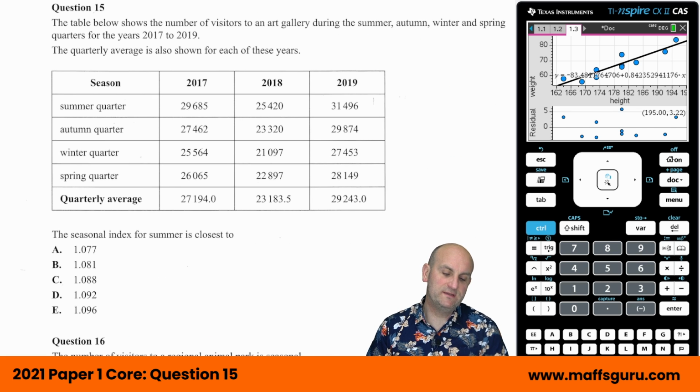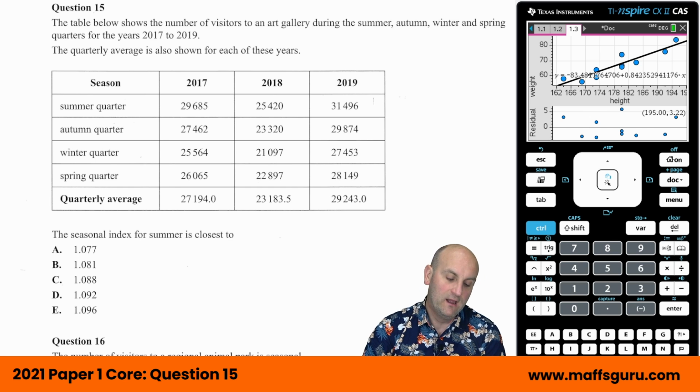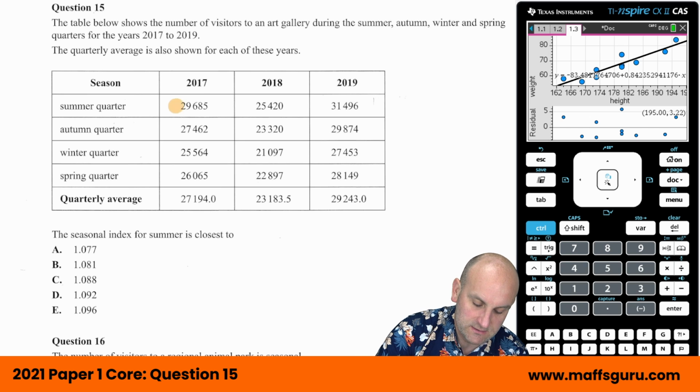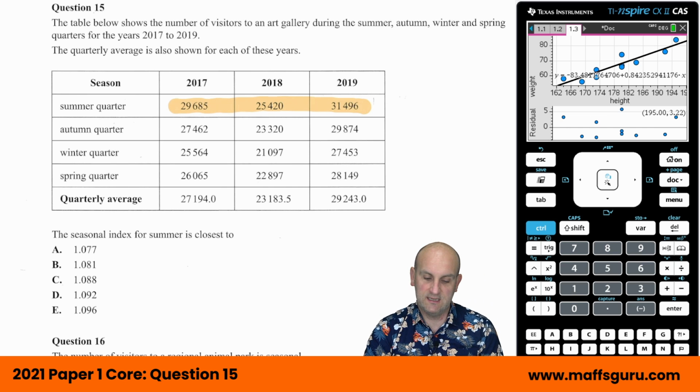The table below shows the number of visitors to an art gallery during the summer, autumn, winter, and spring quarters of the year. The quarterly average is shown for each of these years. Why would that be important to me? Because they're going to ask me to do seasonal indices. The seasonal index for summer is closest to... Because they want summer, you have to find the seasonal indexes for 2017 summer, 2018 summer, and 2019 summer. Add them all together and divide, you average.